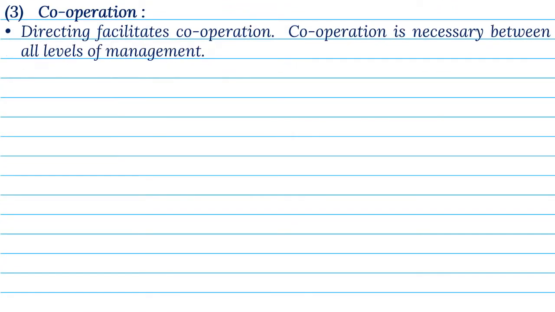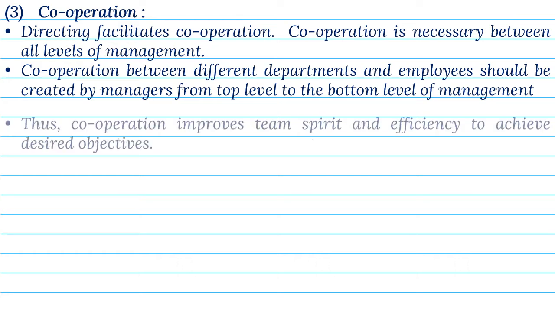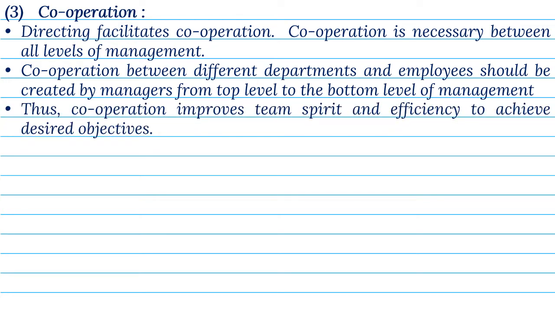3. Cooperation. Directing facilitates cooperation. Cooperation is necessary between all levels of management. Cooperation between different departments and employees should be created by managers from top level to the bottom level of management. Thus, cooperation improves team spirit and efficiency to achieve desired objectives.